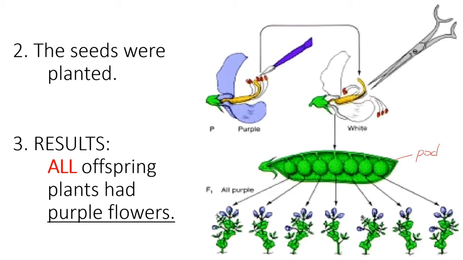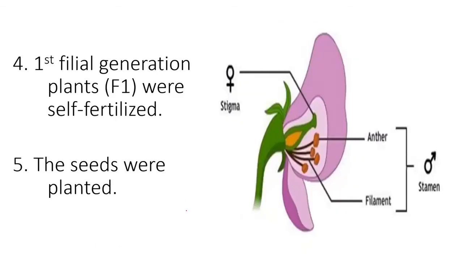Okay. So in this case, we call them the first filial generation, or the F1 offspring. The F1 offspring all had purple flowers. So Mendel did not stop there with the F1 generation. Mendel continued to experiment on the first filial generation.